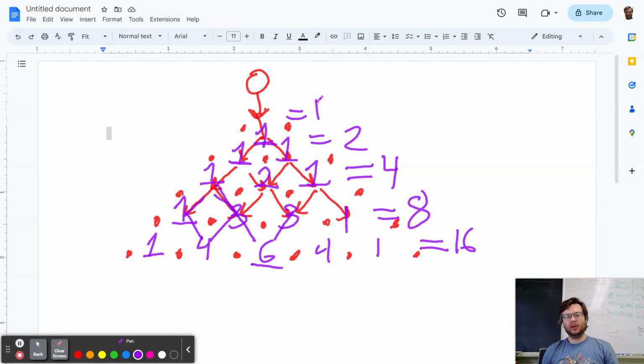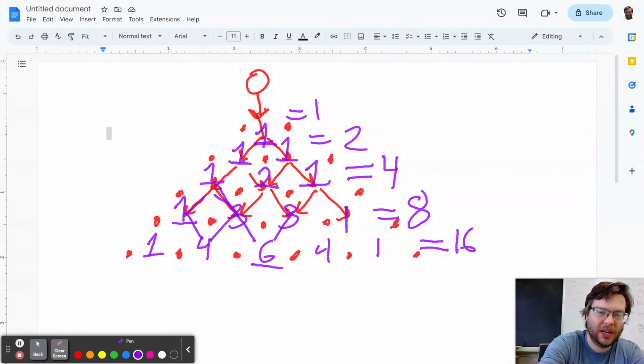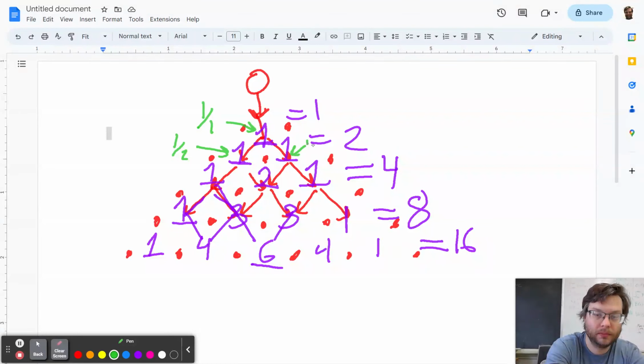So what I know is that I can take the number of paths that get to a particular spot and divide it by the total number of paths. So the probability here, and I'm going to maybe switch colors to write the probabilities, the probability here is 1 out of 1. Each of the probabilities here is 1 out of 2. Probabilities here are 1 out of 4, 2 out of 4, and 1 out of 4.